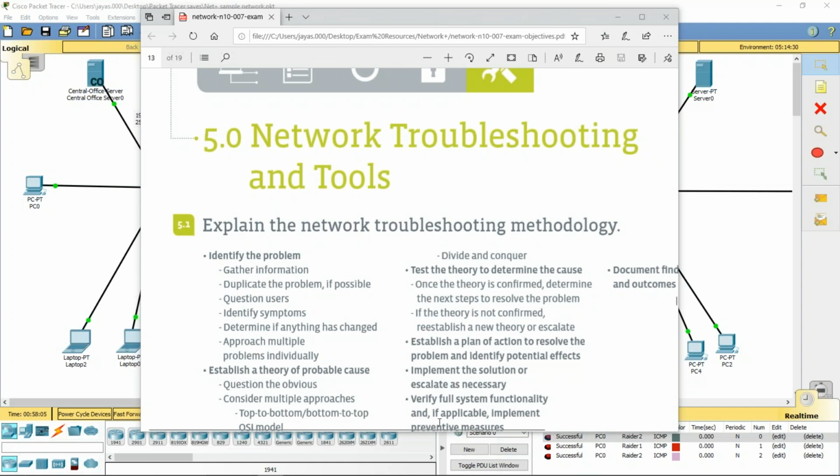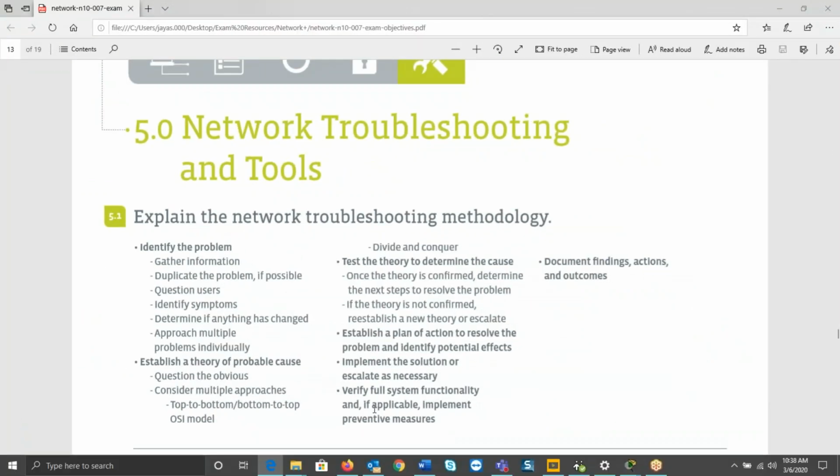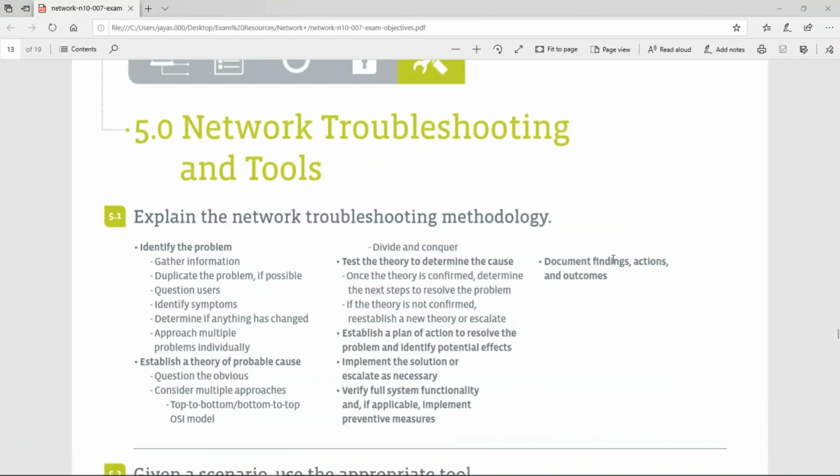Then you just verify full system functionality. We did that by running the ping again, right? And then from there, you come here and we document findings. We just say, okay, put a password that doesn't allow people that don't know what they're doing.